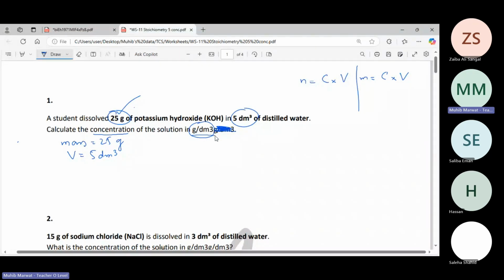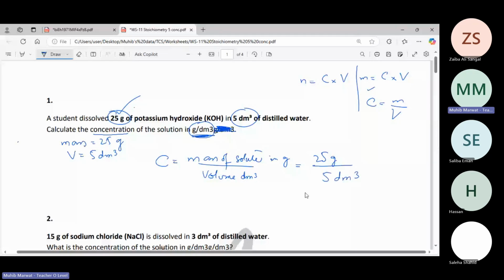They want the solution in gram per dm cube, so no need to worry about this formula. You will be using this formula, right? So concentration is equal to m divided by v. This is the formula, just put it here. Mass of solute divided by volume in dm cube of solvent, volume in dm cube, and mass in gram. So mass is 25 grams, volume is 5 dm cube, so the answer will be 5 grams per dm cube.